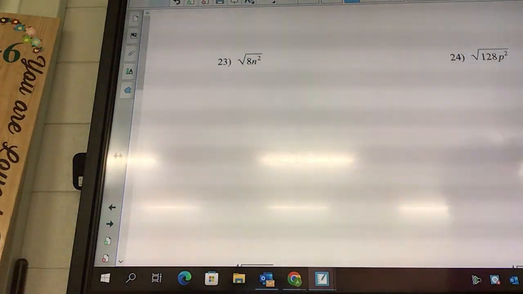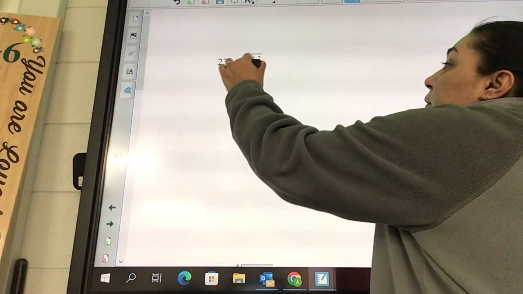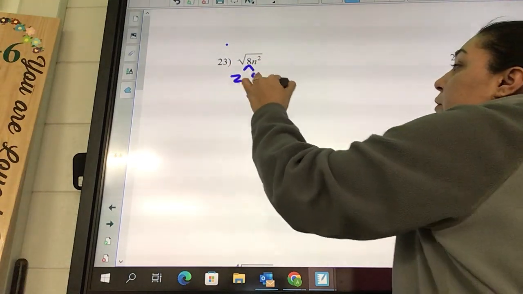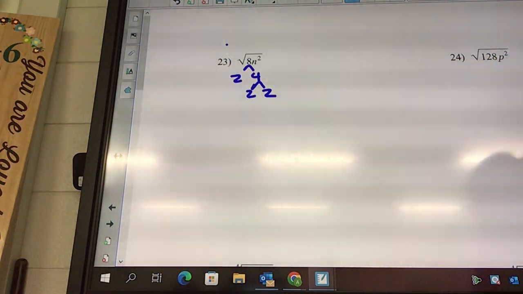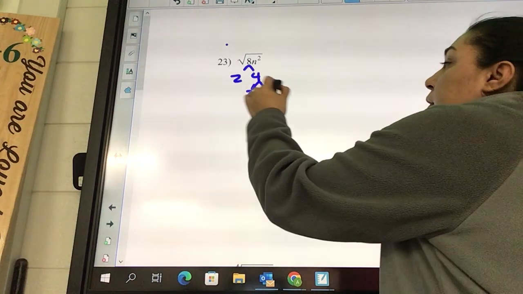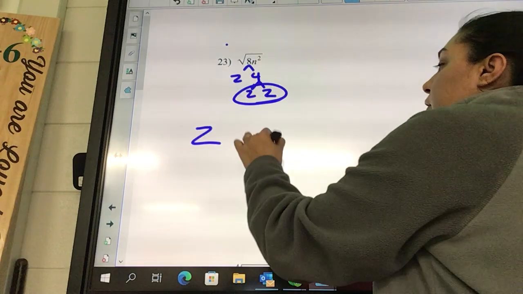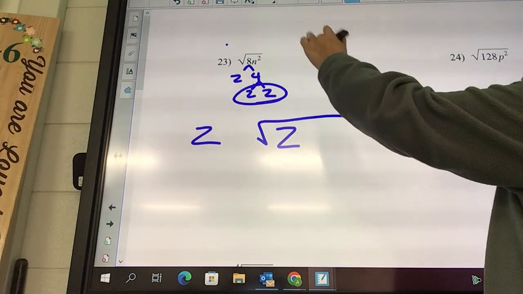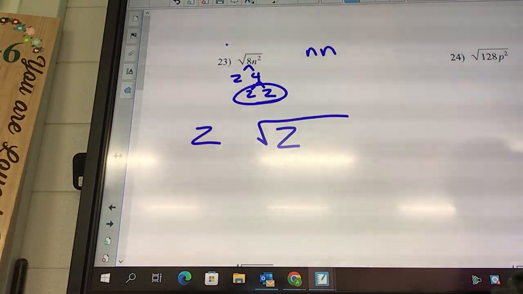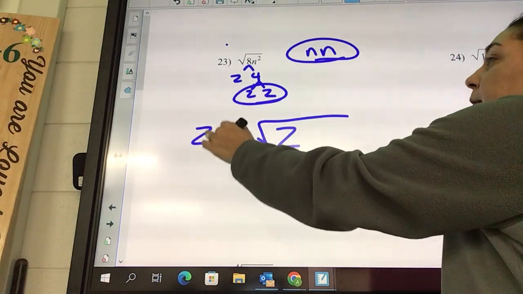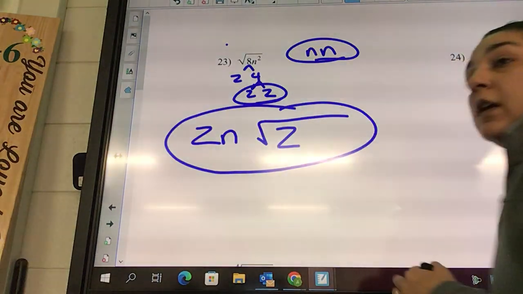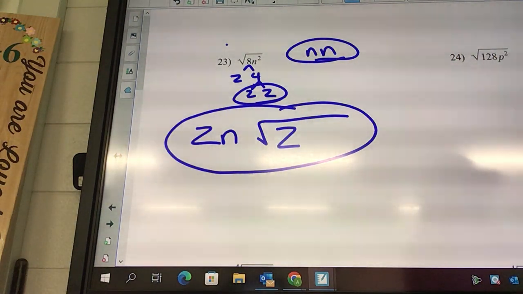Okay, 8. What are some factors of 8? 2 and 4. 2 and 2. Who can go? 2 2s. So I got 2 square root of 2. How many ends do I have? I got 2 ends. How many can go? 1 group. Okay, and so this one is done. They're 2s. Why you hate on my 2s, man?